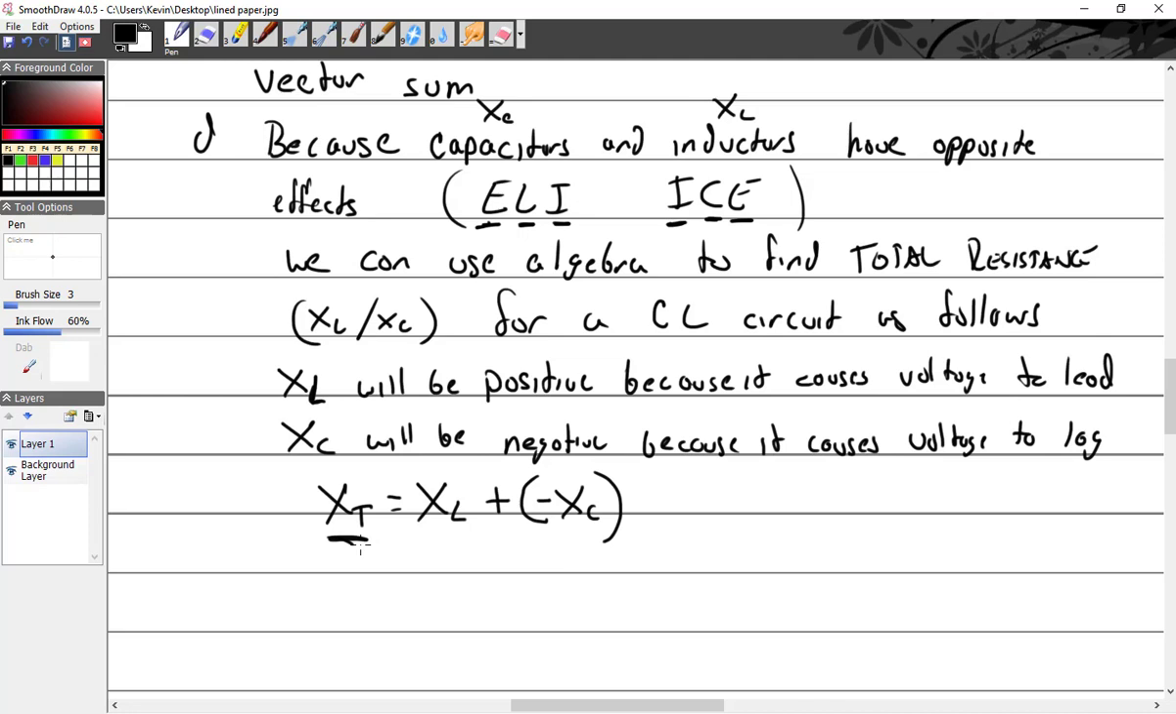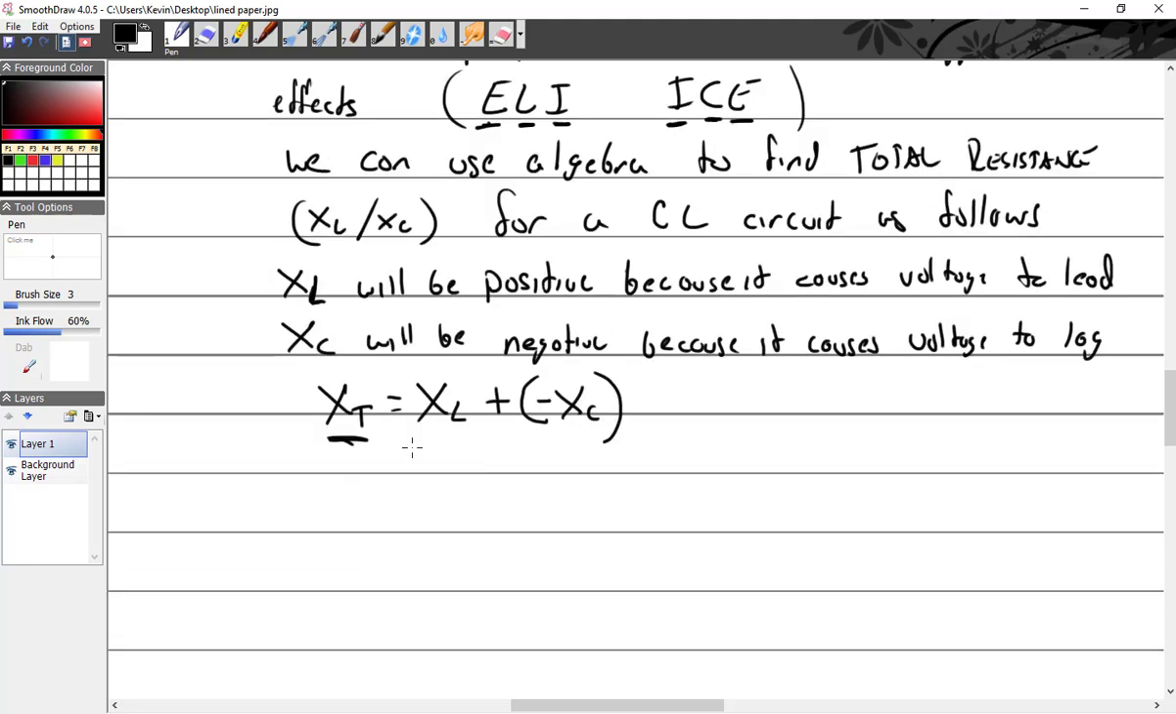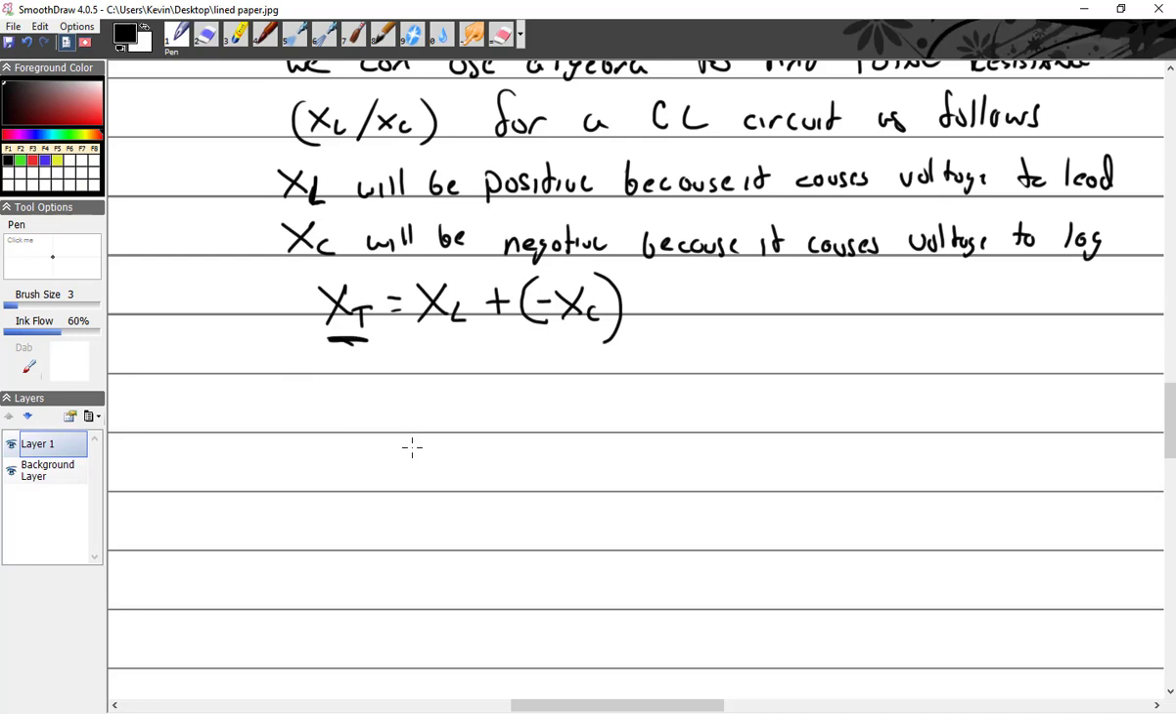You're going to look at this X total. If the X total is positive, you have inductive reactance. If X total is negative, you have capacitive reactance. All right, and that's going to be one of our puzzles that we have to deal with. It's a fun puzzle.